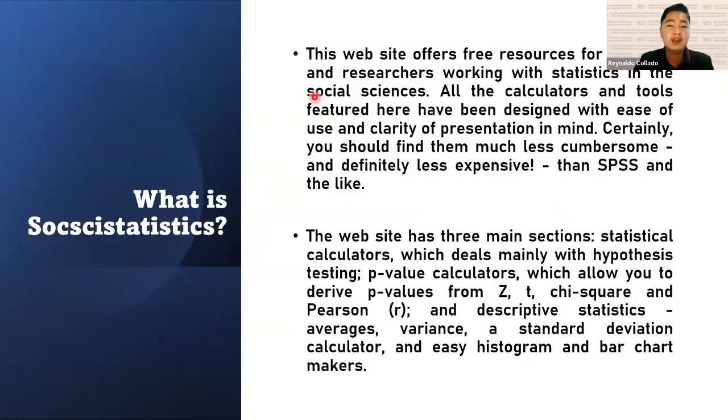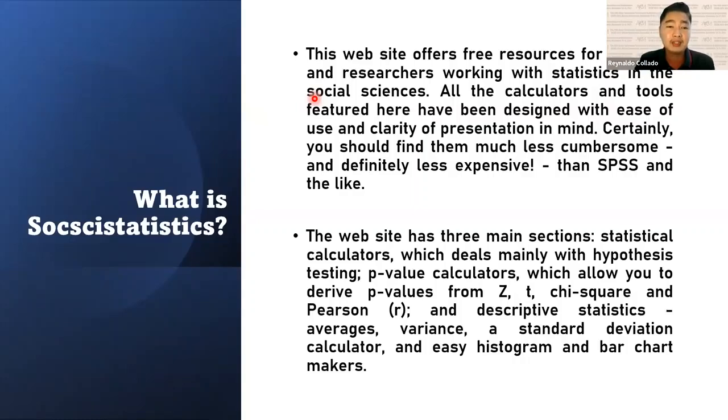social sciences. All the calculators and tools featured here have been designed with ease of use and clarity of presentation in mind. Certainly, you should find them less cumbersome and definitely less expensive. This is less expensive because the best statistical tool that we can use, which is SPSS, is supposed to be purchased with a license. And so, the owner of this website has offered us the same functionality as SPSS, but for free.